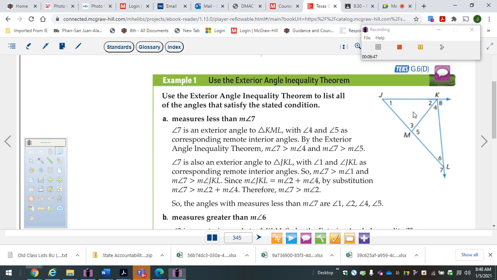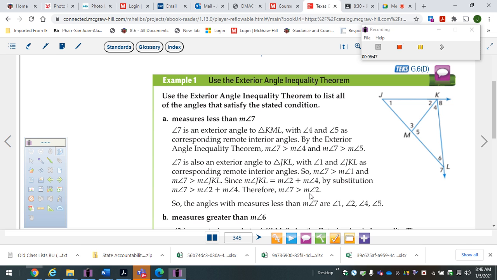We know this angle JKL right here is equal to the sum of these two. And by substitution, we can say the measure of angle 7 is equal to what? The sum of these two? Well, we already know it's greater than that one, so we're also going to say that it's greater than angle 2.